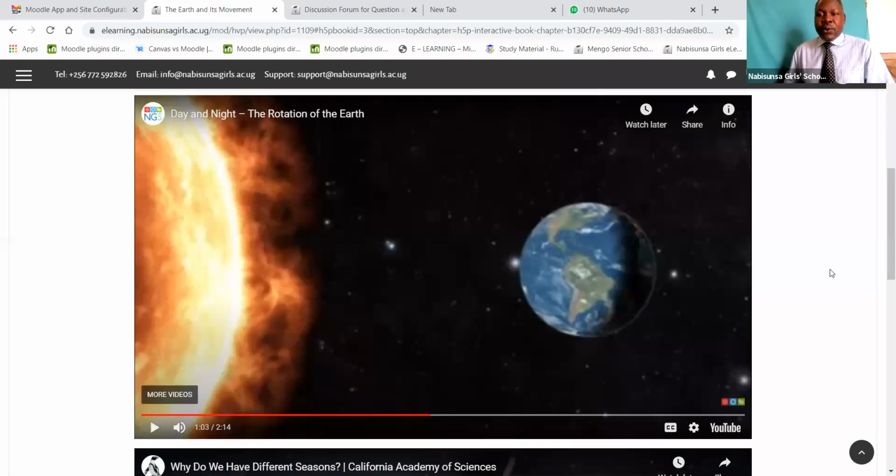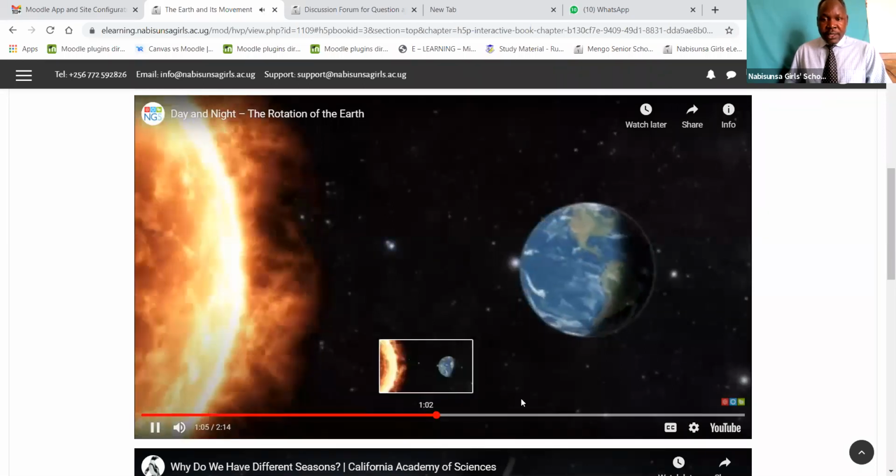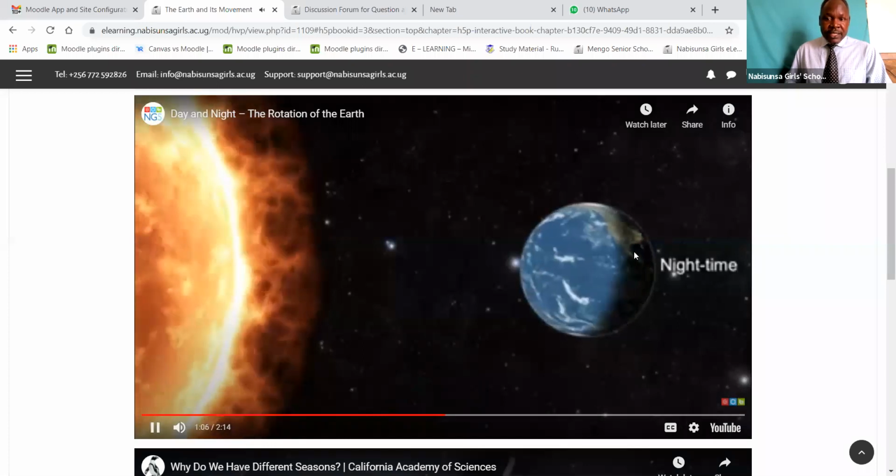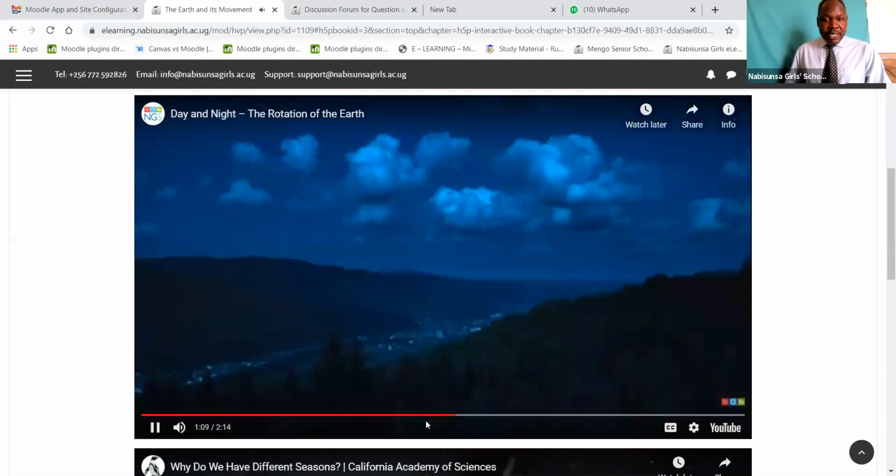Great. So we are saying when one part is exposed, the one that is exposed is day. The one that is facing away is night. Let me look at that. You see? This part of the Earth is in darkness, and it is nighttime. This side is night. The front part is day.